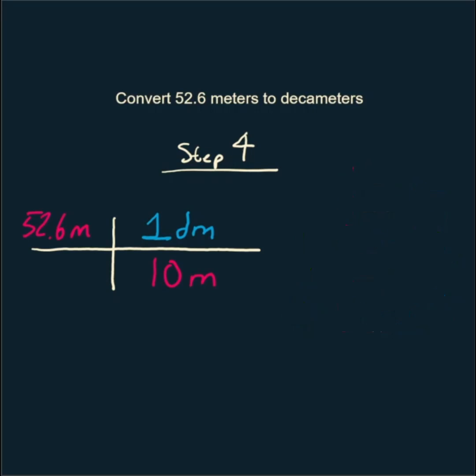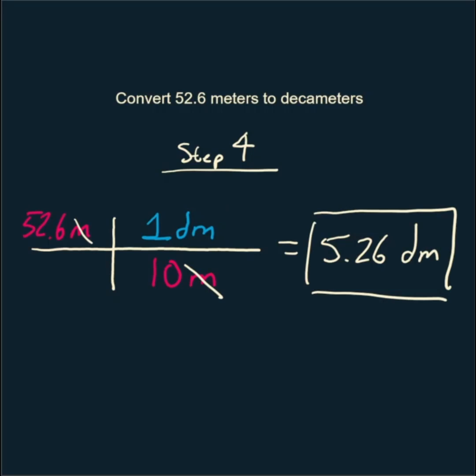Our final step is calculations. The values we have in the numerator we multiply with one another, which gives us this value, and whatever's in the denominator we divide. When we do that, it gets us this value. Finally, our units are whatever's left when we cancel out the opposing sides of this table. So we're left with decameters, and our final answer is 5.26 decameters in 52.6 meters.